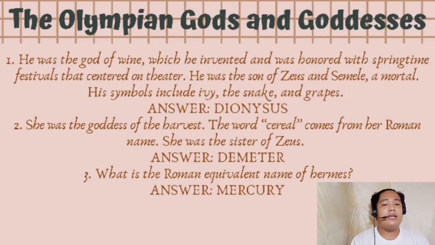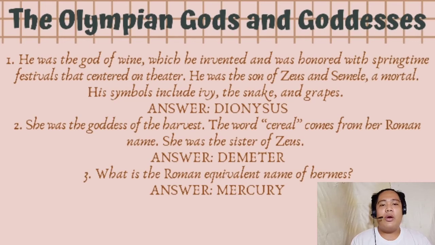He was the god of wine. He invented the wine also, and was honored with a springtime festival. Correct, it's Dionysus. Number 2, she was the goddess of harvest, and the word cereal comes from her Roman name. She is? Correct, she is Demeter.